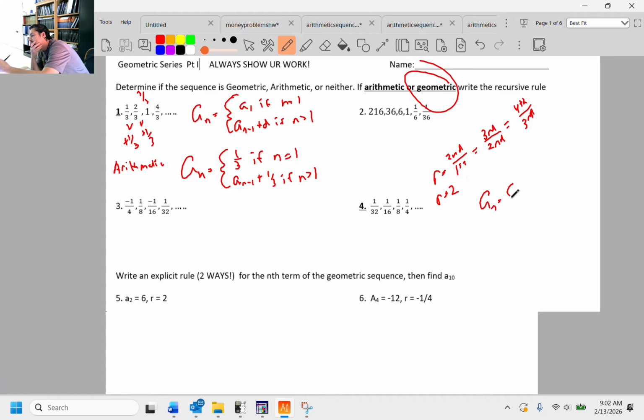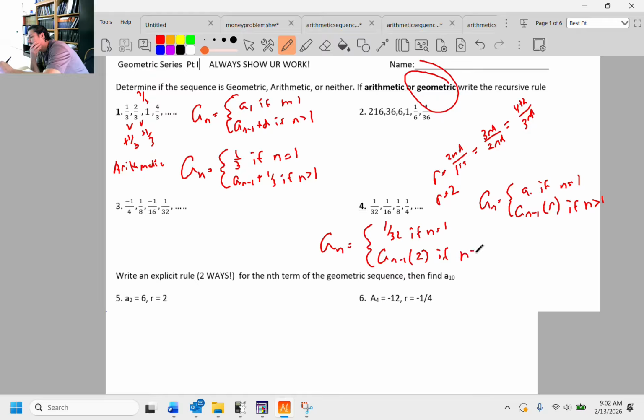The geometric rule says I am the first term if n is 1, and the previous term, a sub n minus 1, notice I got the subscript there, times r if n is bigger than 1. So for my recursive rule, I'm simply going to be 1/32 if n is 1, and then the previous term, a sub n minus 1, times 2 if n is bigger than 1. You might see people write that as 2 times a sub n minus 1 because it does look better. It doesn't matter where multiplication happens, front or rear. It really doesn't.